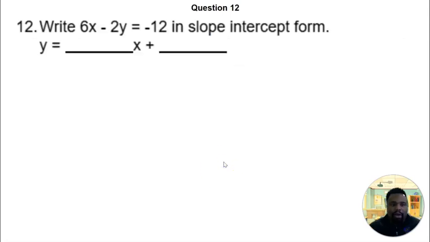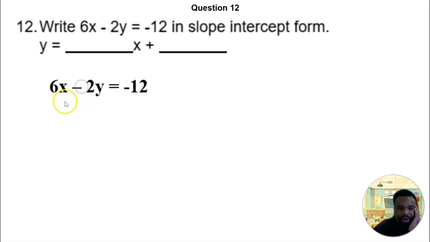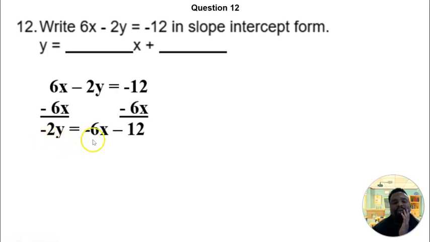All right, let's look at number 12. Let's rewrite this in slope-intercept form. You can do this a couple of ways. We can apply the concept of linear equations. What we're doing is we're trying to rearrange this equation so that y is all by itself. So how do we do that? We first subtract 6x on both sides. That's going to give you negative 2y equals negative 6x minus 12, because they're not like terms, so you can't combine them. All right. And so now I need to get y by itself.